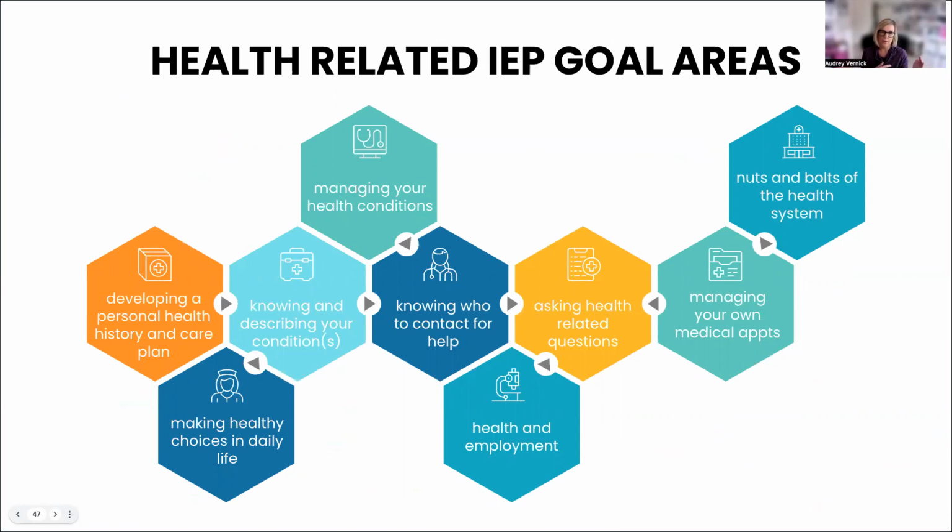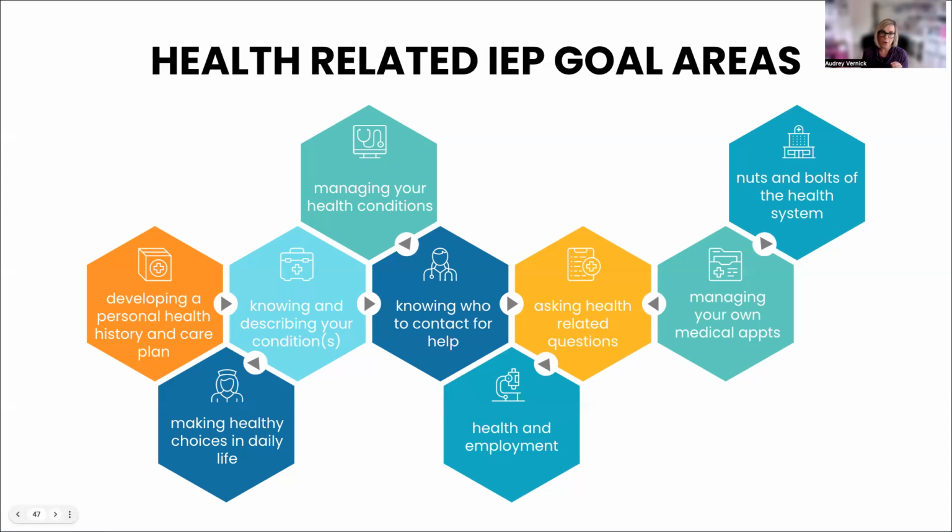I mentioned that I'm going to do a power hour later this year on health transition, so I'm not going to spend a lot of time on this today, but the IEP team should consider including as much self-care and independent management of health conditions as possible to optimize independence in adulthood education, employment, living, and community settings. So they have to be able to manage their own health conditions. They have to understand the nuts and bolts of the health system. They have to be able to make healthy choices in daily life, understanding what's a healthy diet, et cetera. And then they have to consider health and employment, right? How much stamina do I have to be on the job?